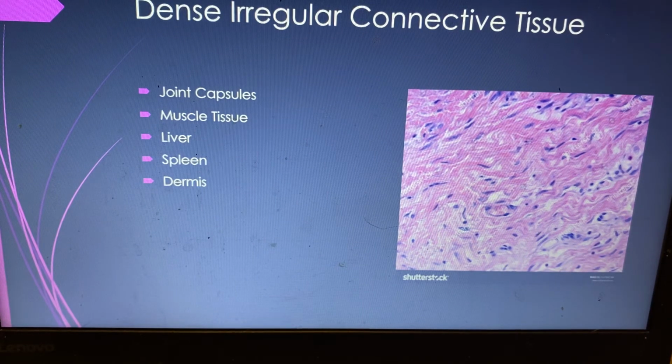Dense irregular connective tissue is made up of irregular condensed and intermingled collagen fibers, along with trace amounts of elastic fibers. These wrap muscle tissue, liver, and the spleen. They are the primary components of the dermis. Dense irregular connective tissue is resistant to trauma, has a low cell count, and low vascularization. Can be found in joint capsules, muscle tissue, the liver, the spleen, and the dermis.